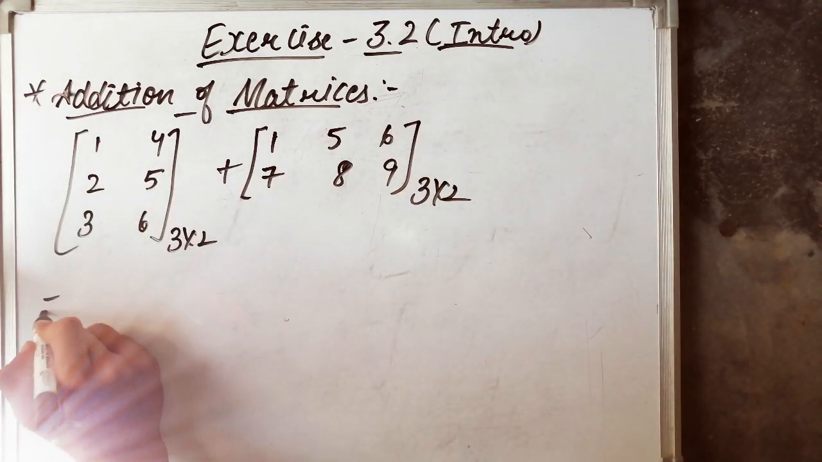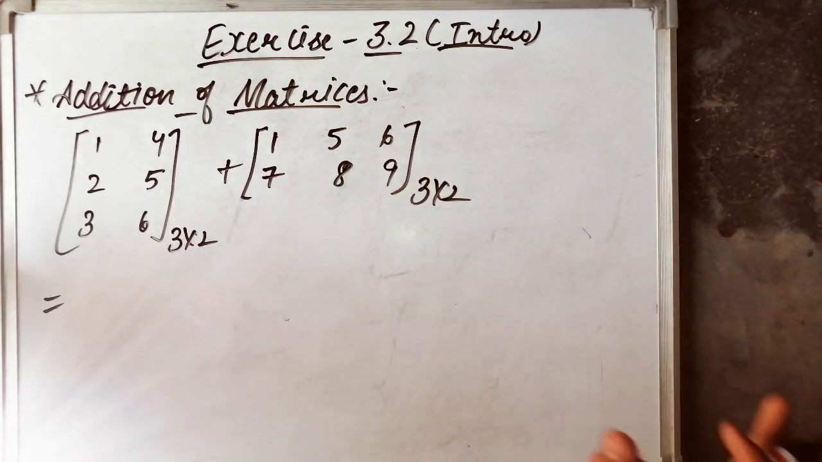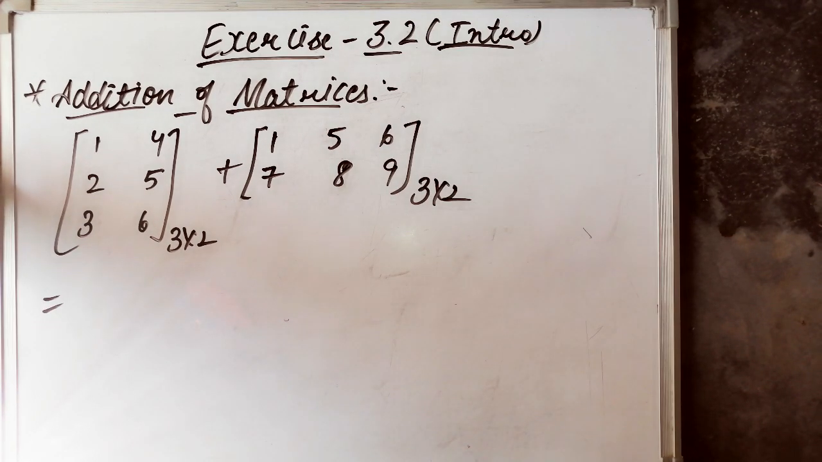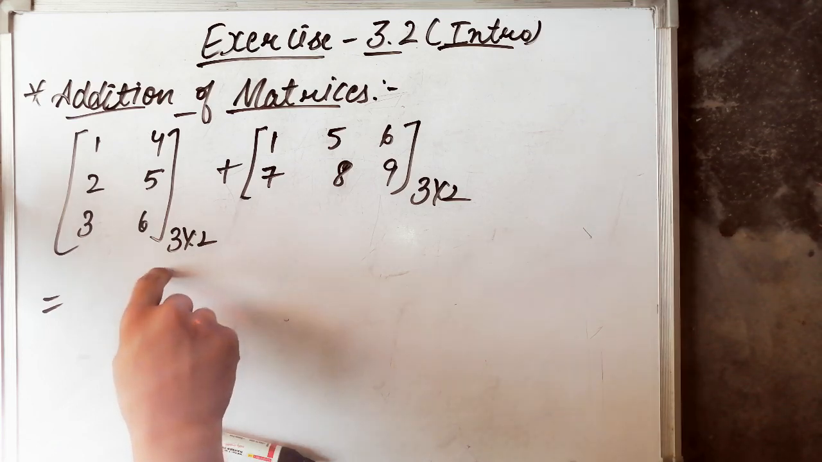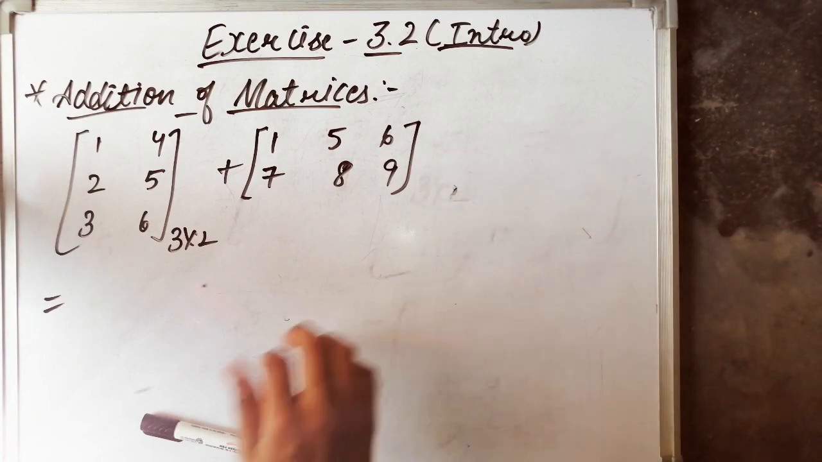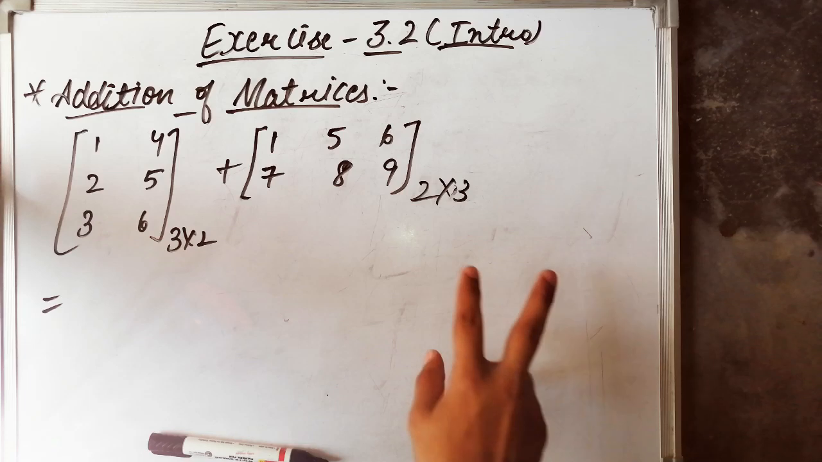Okay, so let's see. When you add 1, 4, 2, 5, there is no problem. And when you need to add 3, 6, what will you do? Think about it. There is no hurry. Okay, now see here, this matrix has the order 3 cross 2, and this matrix has the order, I'm very sorry, this matrix order is 2 cross 3. I have written here by mistake. This matrix order is 2 cross 3.